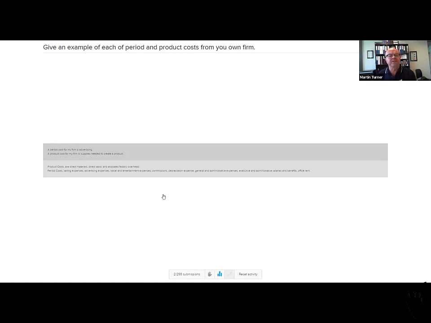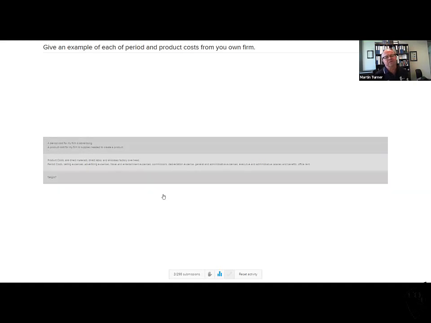Product cost is supplies needed to create a product. So direct costs of a product will invariably be product costs. Product costs are direct materials, direct labour and allocated factory overhead. This is for a manufacturing business. Of course, there are a lot of service businesses as well that allocate costs to services. Also, there are plenty of retail businesses that don't produce things, and they allocate their costs to the products, and they don't make them. So they just have the cost of purchase.